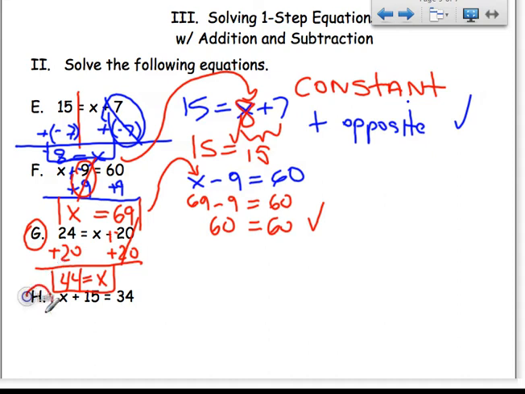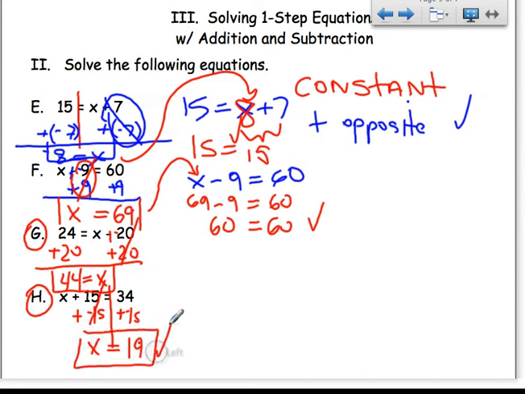Next, H: x plus 15 equals 34. You need to add the opposite, which would be negative 15. If you do that, the constants cancel, and I have x equals 34 plus negative 15, which is the same thing as 34 minus 15, which I believe would equal 19. And that's the answer you should have had for H.